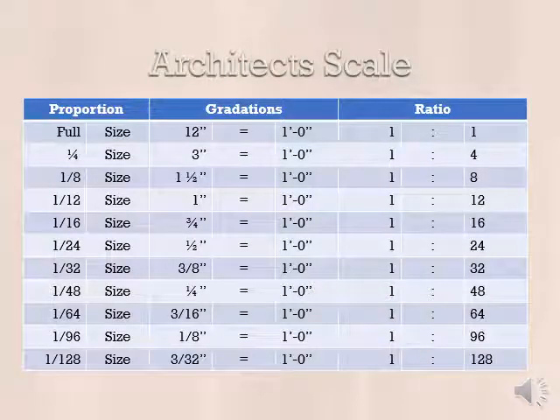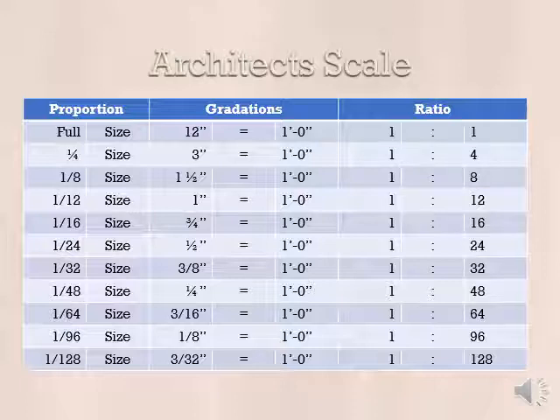So this is a list of the architect's scale we will be looking at. The column in the middle, gradations, those are the actual scale markings on the ruler itself. So there's for instance, a 12-inch, a 3-inch, a 1.5 inch, 1 inch, 3/4 inch, and so on and so forth. And these are all located on one actual architectural ruler, and we'll learn how to use those.